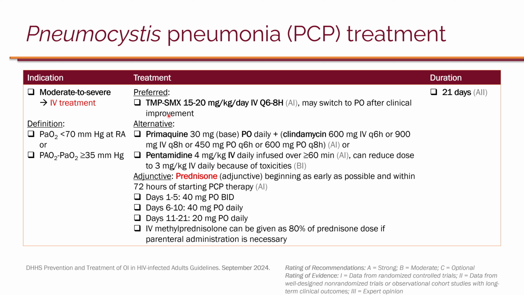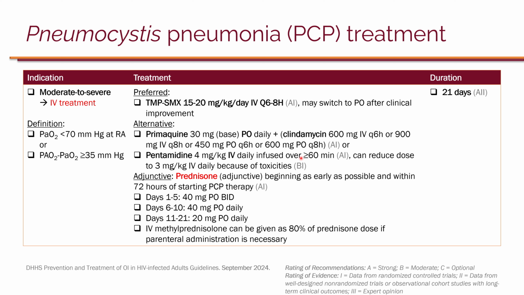Patients who cannot tolerate trimsulfa, alternative regimens for them includes primaquine, which is actually only available as PO, so we may have no choice but to give them primaquine PO, but the clindamycin part can be IV. Or if the patient cannot orally absorb medications, pentamidine IV is available as an alternative.